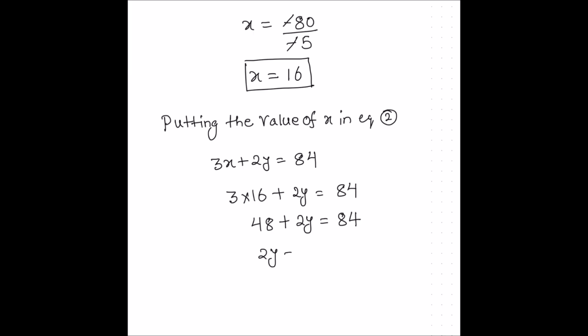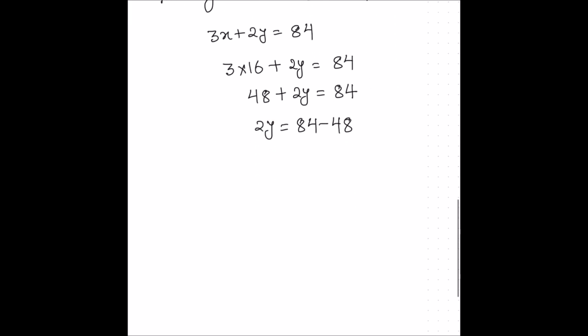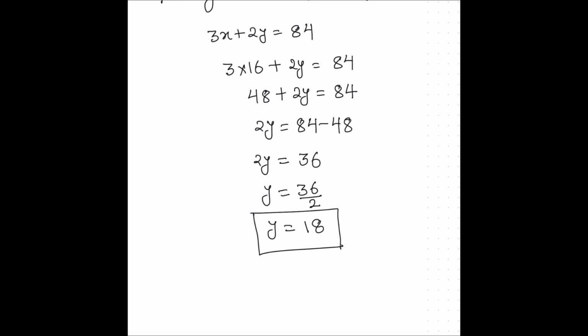Or 2y will be equal to 84 minus 48. We have transposed 48 from left to right hand side, so sign will get changed. So this will be 2y equals 84 minus 48 is 14 minus 8 is 6 and 7 minus 4 is 3, 36. So y will be equal to 36 divided by 2, or y equals 2 times 1 is 2 and 2 times 8 is 16. So the value of y is 18. That means the cost of one notebook will be 18.